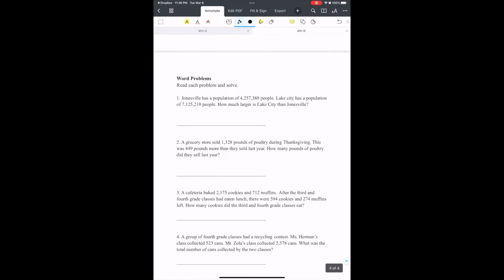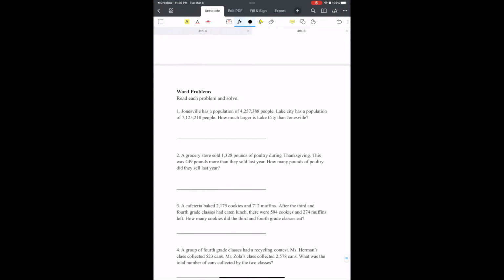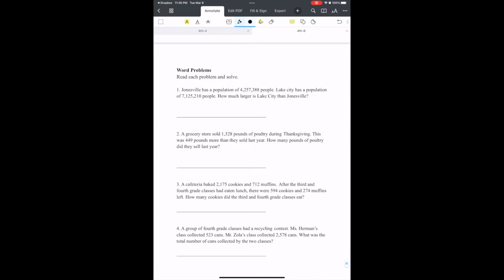Yeah, let's do word problems now. So, since we did every other question, you guys will only have to do one word problem. So we're going to choose randomly. Let's go with number four. Actually, number three. A cafeteria baked 2,175 cookies and 712 muffins. After the third and fourth grade classes had eaten lunch, there were 594 cookies and 274 muffins. How many cookies did the third and fourth graders eat?